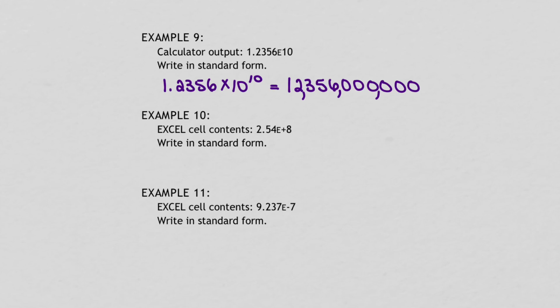Then in Excel, you might see a plus here. So it says 2.54 E plus 8. That means 2.54 times 10 to the positive 8. Write it in standard form. We have 2, and then I'm going to count to 8. 1, 2, 3, 4, 5, 6, 7, 8. And go back and put in the commas.